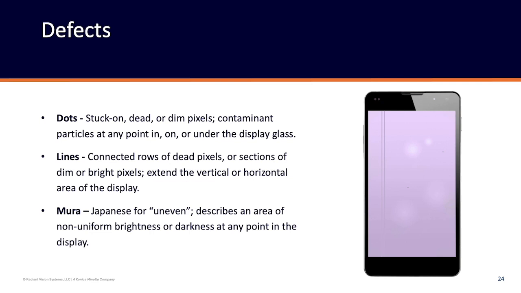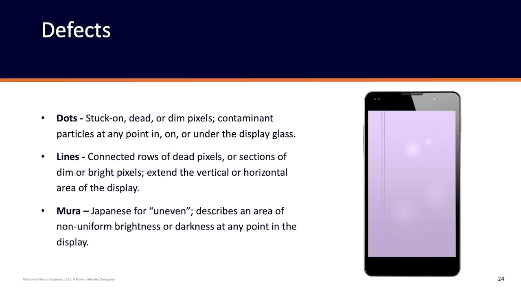Defects in a display are typically random and vary in shape, size, or severity. These include dot defects. These are stuck on, dead, or dim pixels. They can be contaminant particles at any point in, on, or under the display glass. We also have line defects, and these are connected rows of dead pixels or sections of dim or bright pixels. These typically extend in the vertical or horizontal area of the display. And finally, we have mura.